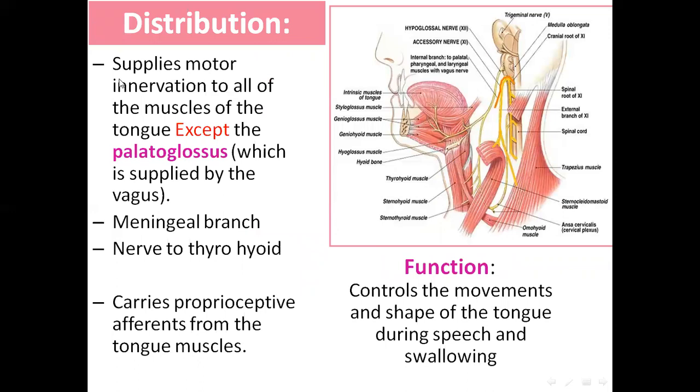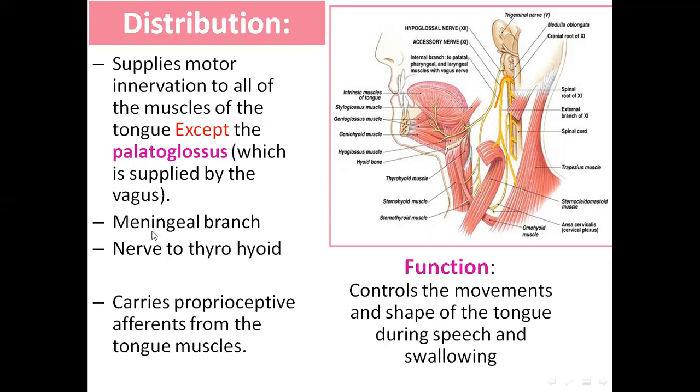Now coming to the motor distribution of the hypoglossal nerve, it supplies all muscles of the tongue except palatoglossus, which is supplied by the vagus. That is actually the accessory part of the 11th cranial nerve. It forms the pharyngeal plexus, right? Vagus and the accessory nerve, both of them form the pharyngeal plexus, which will be supplying the palatoglossus.